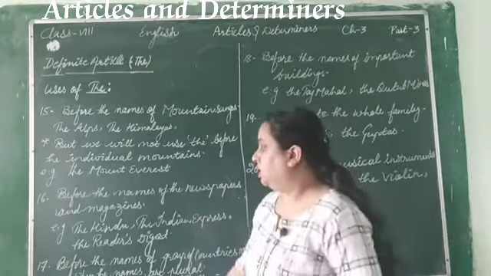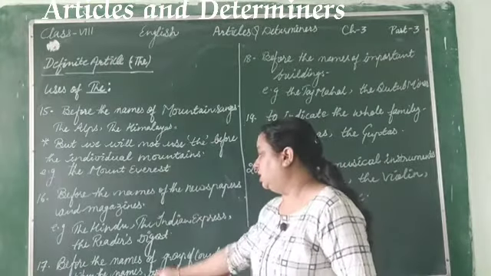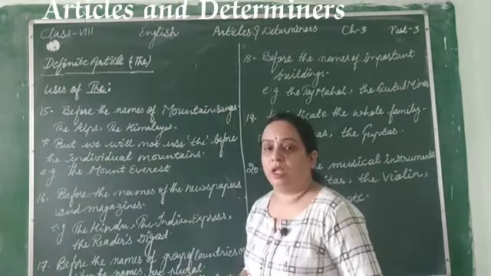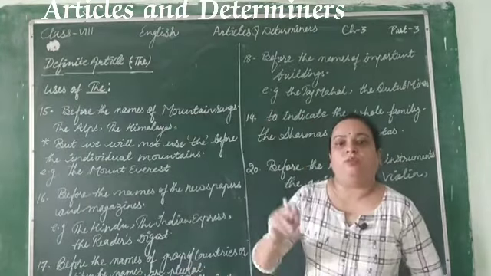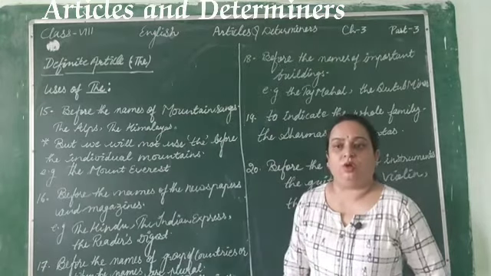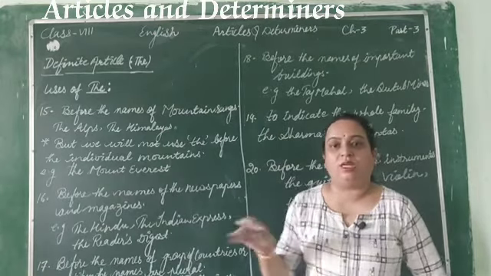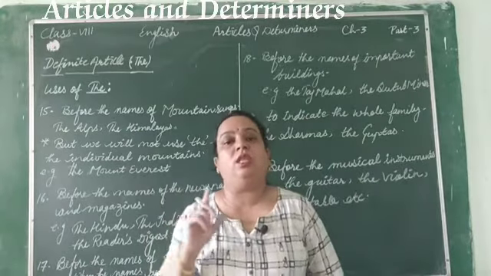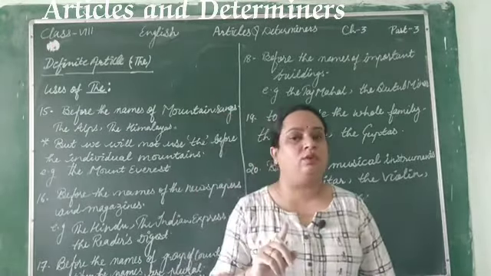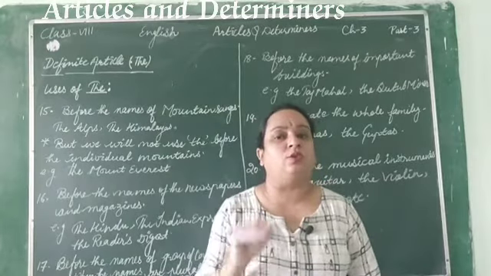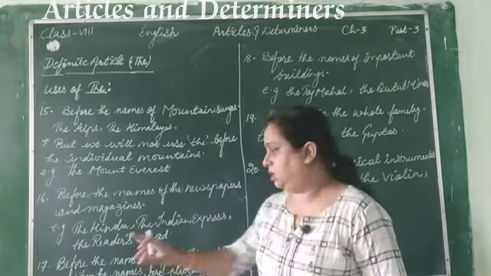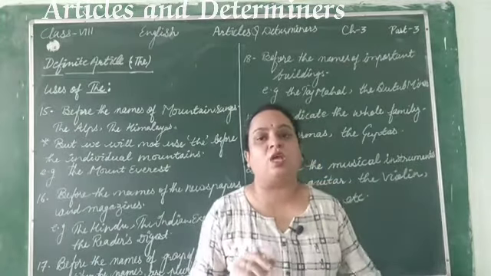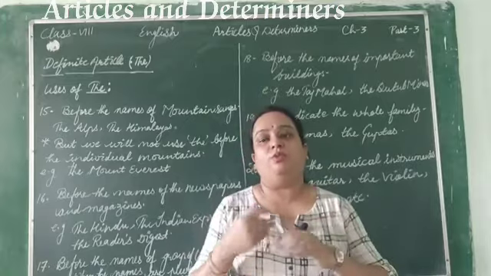Next, rule number 17 is about the names of groups of countries when the names are plural. Here I am not talking about using the with the names of countries in general. We cannot say the China, the India, the Pakistan, the Australia. It is not like that. When the name of a country is in singular form, you will not use the with it. This is the exception.